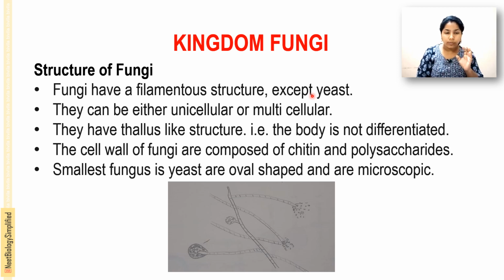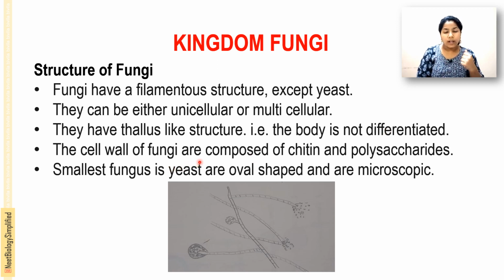They have an oval shaped body, and fungi can be either unicellular or multicellular. Unicellular means yeast; they are not filamentous, but unicellular forms. Multicellular forms can be seen in fungi, and they have thallus-like structures. That is, the body is not differentiated. The body is thallus-like, that is, not differentiated into root, stem and leaves.